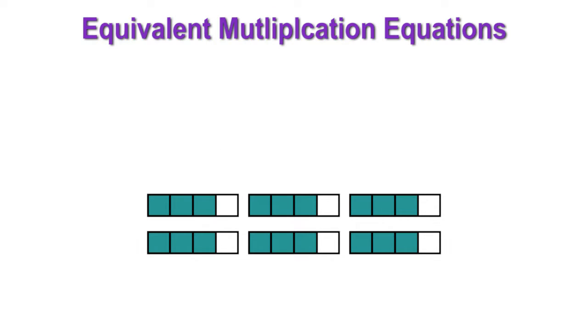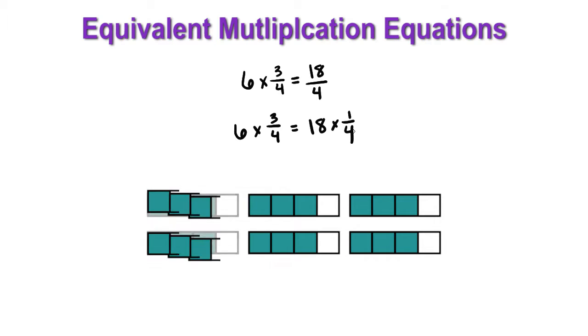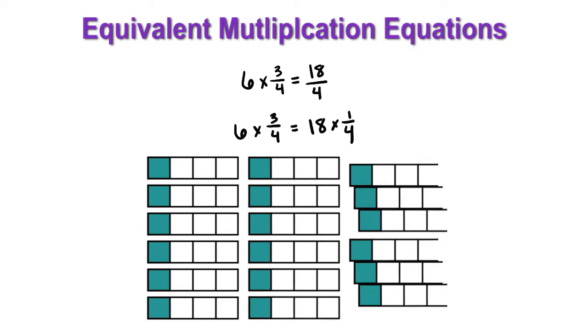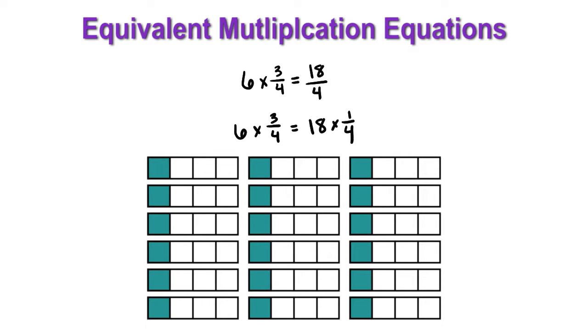Students will then write an equivalent multiplication equation. For example, students will work to see that 6 times 3/4 is 18/4, meaning 18 pieces, each the size of 1/4. Using models, they see that 6 times 3/4 is the same thing as 18 times 1/4.